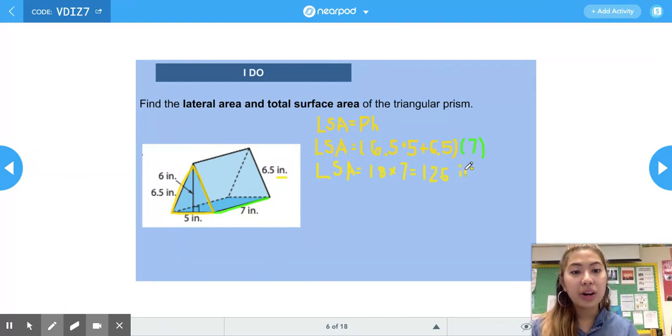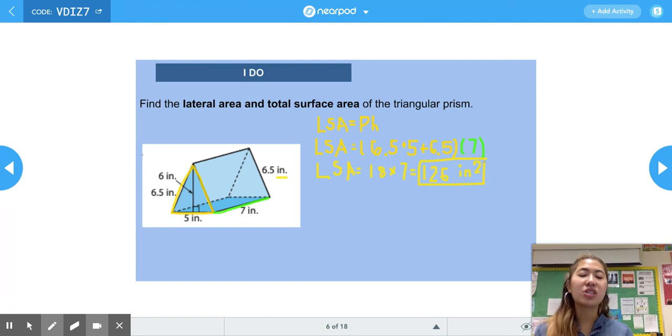And remember that when we're finding area or surface area, our unit has to be squared, or our unit is raised to the power of 2. So our lateral surface area, which is the area not including the bases, which are the triangles, so it's just the area of all the rectangles, is 126 inches squared.